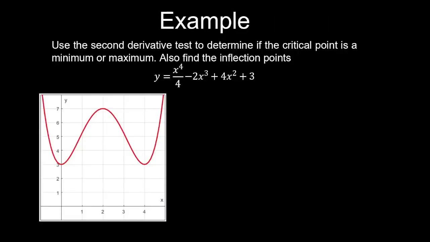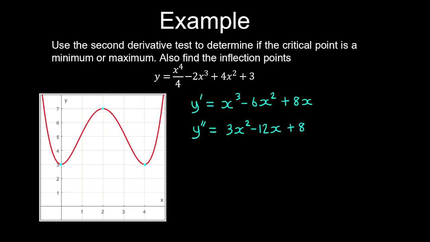Let's use a second derivative test to determine if the critical points are maxima or minima. So we can see that the critical points where the curve changes direction is at x equals 0, 2, and 4. So if you took the derivative of this function, you're going to get x cubed minus 6x squared plus 8x. And then if you take the second derivative, you're going to get 3x squared minus 12x plus 8.